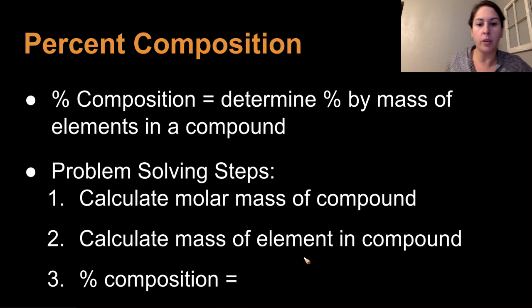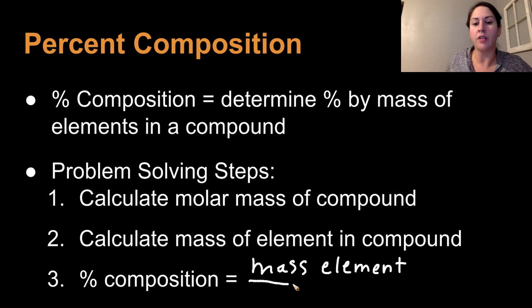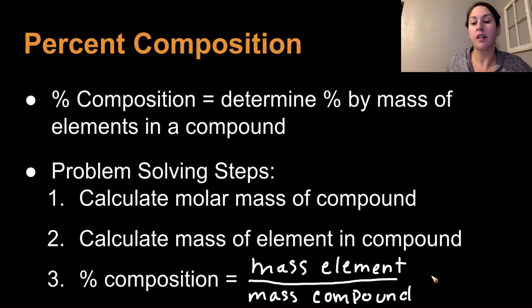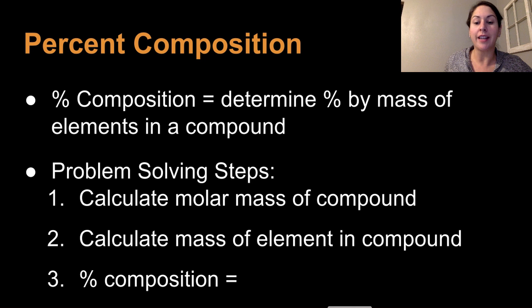And so it is going to be percent composition is going to be the mass of our element, okay, and it's the total mass of the element in the compound divided by the mass of the compound, which is our molar mass. And then we're going to multiply that by 100. So that takes us from a decimal to a percent. And so let's do an example of this.